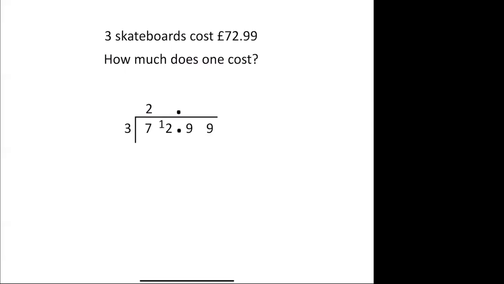How many groups of 3 can I make in 12? Well, I can make 4 groups of 3. I then go next on to my 99. So I've got how many groups of 3 can I make with 9? And how many groups of 3 can I make with the next 9? And so the answer to what does 1 skateboard cost is it costs £24.33.